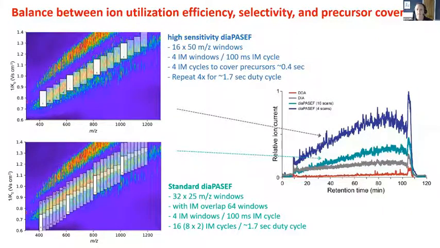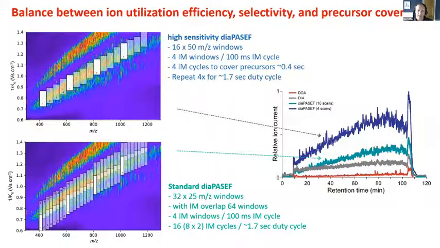But the benefit is that it's only using 4 cycles of the ion mobility device. So our expectation is this is going to be more efficient. And then you can see in this graph on the right side that the raw signal actually increases substantially beyond standard DDA or DIA.